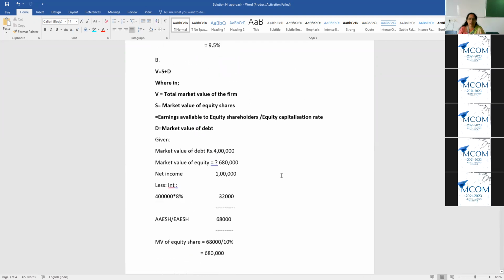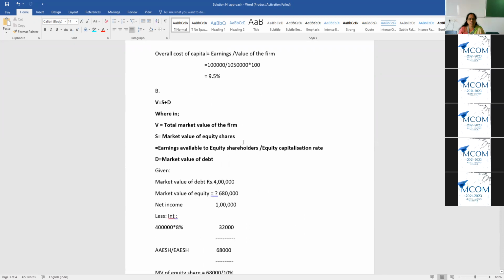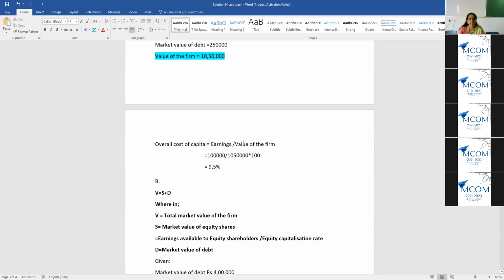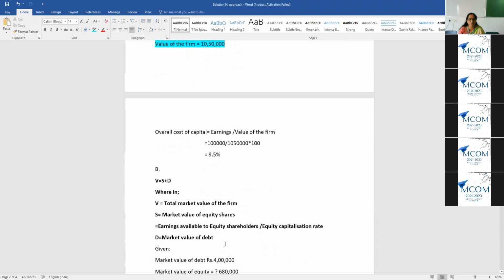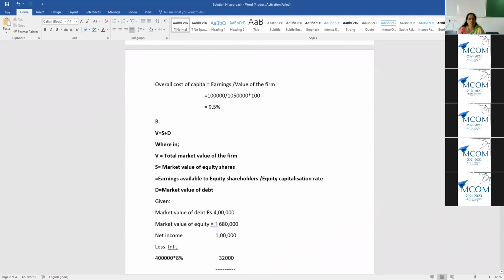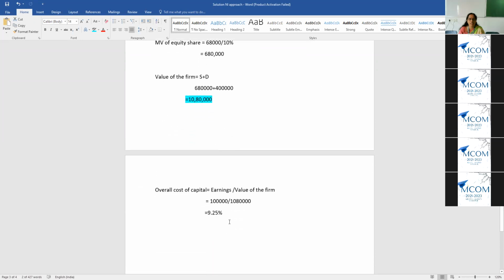So you're increasing your debentures from 2 lakh 50,000 to 4 lakh. Does your value of the firm increase or decrease? It is 9.5% when debentures are 2,50,000, and it is 9.25% when they are increased to 4 lakh. Now, what does NI say actually?